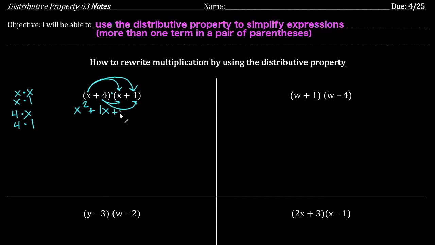4 times x is 4x. A positive times a positive is a positive. 4 times 1 is 4. So we look at this. We're not quite done. We always have to check. Remember, we put our exponents in order. We have x to the power of 2, or to the second power, or squared, right here. We don't have any more, so we bring it down.